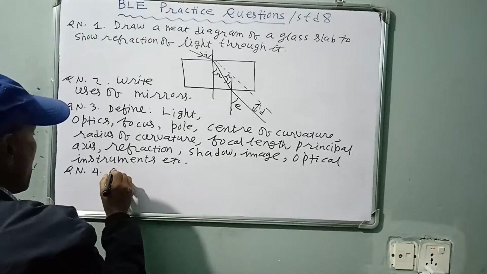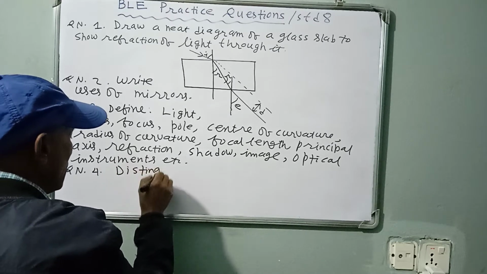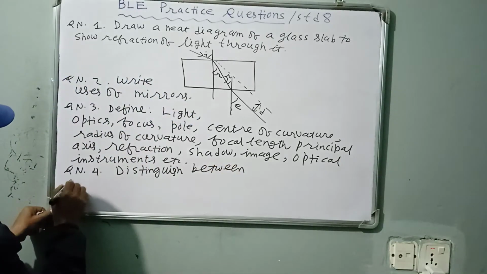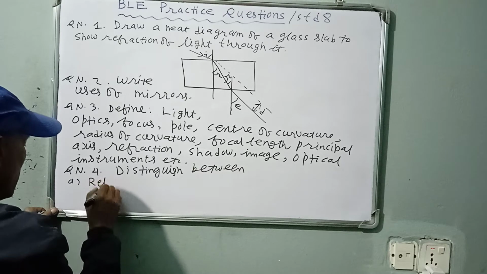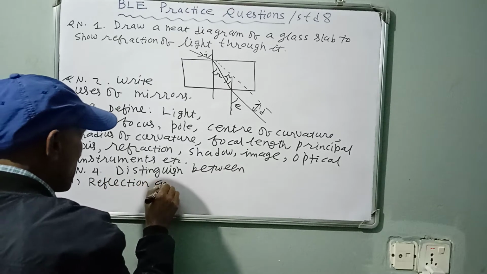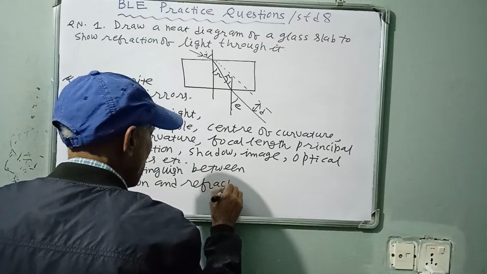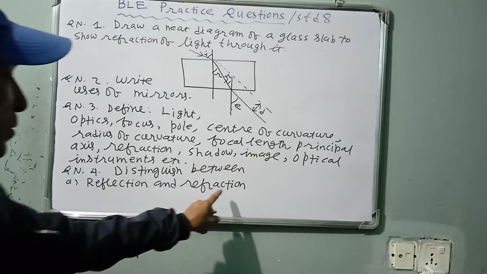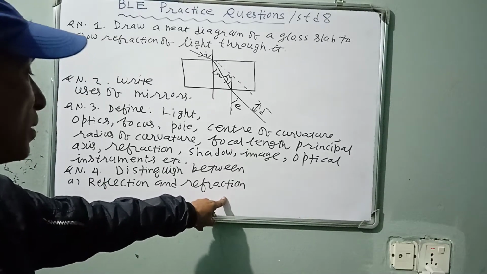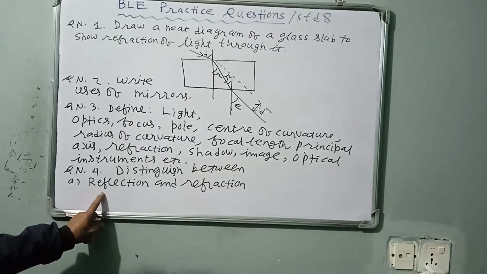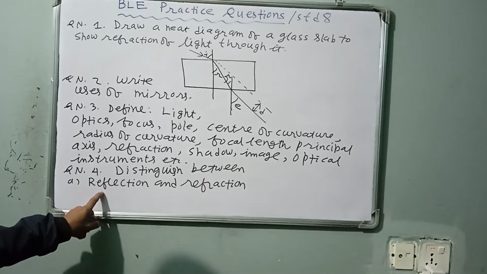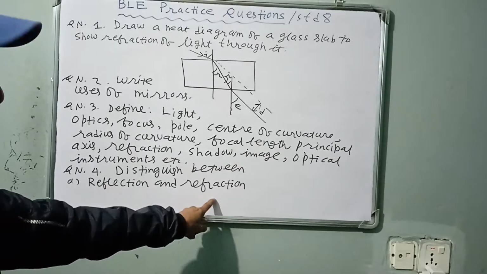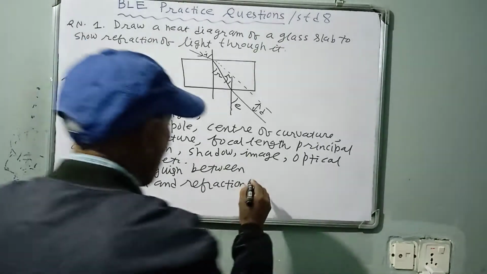Question number 4, distinguish between them. Distinguish between the following. A, reflection and refraction, already done. Reflection: returning of light towards the same medium. Refraction: bending of light from one medium to another medium. In reflection, the angle of incidence is equal to the angle of reflection. In refraction, the angles are not equal. Reflection needs one medium. Refraction needs two mediums at a time.